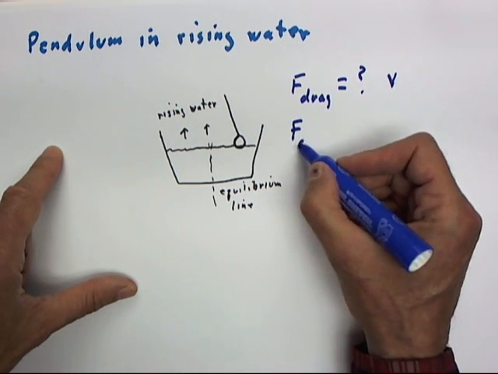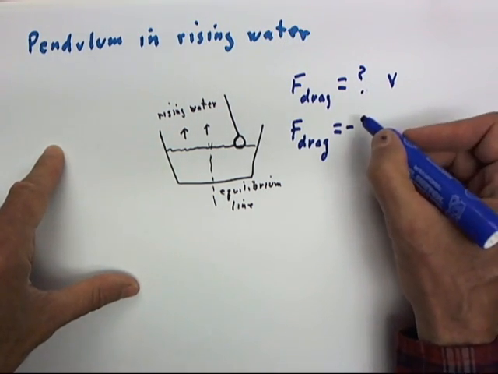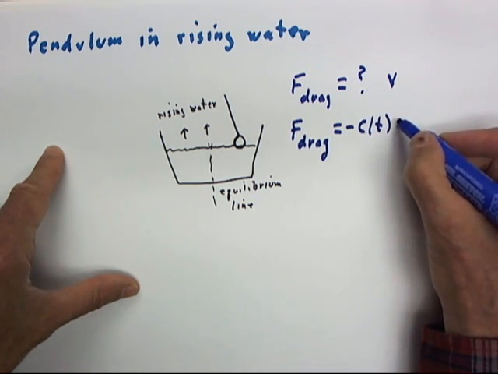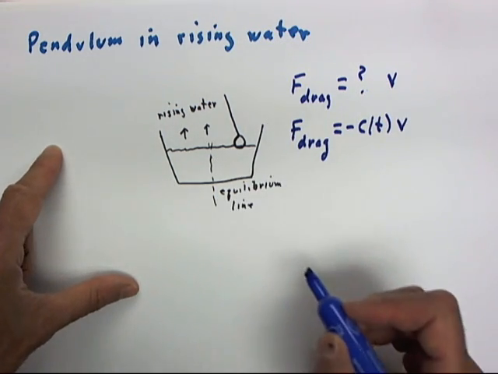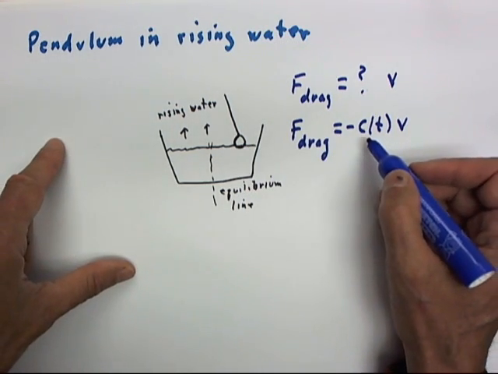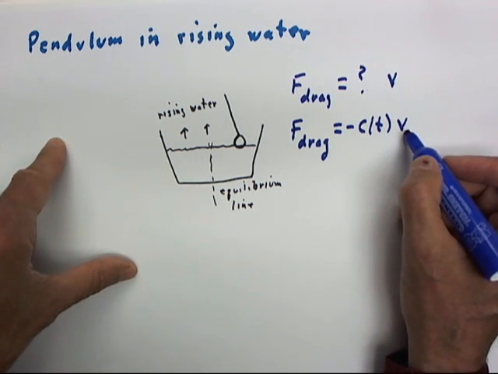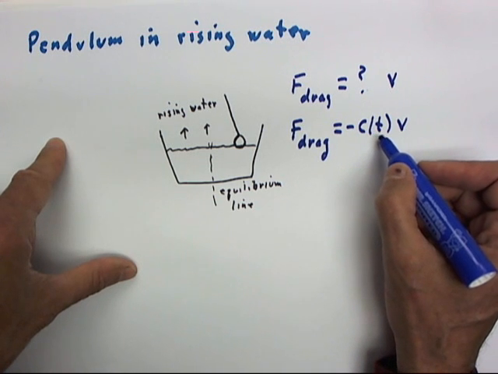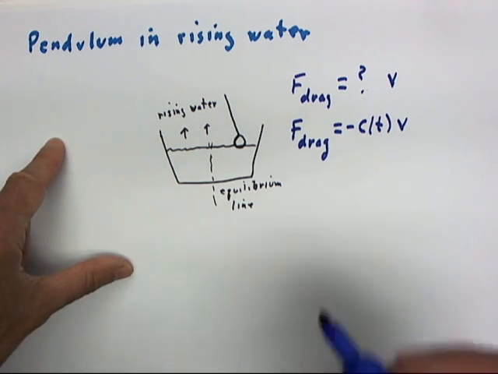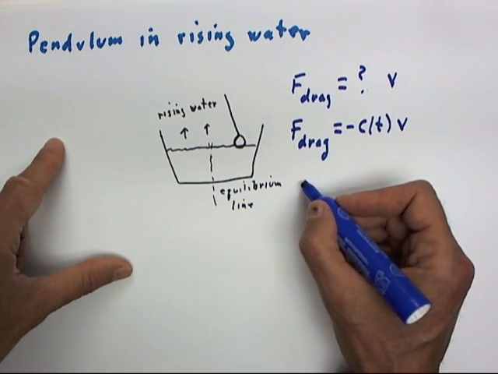Well, we had C here, and of course we had a negative. I'm going to use C again, but this time I'm going to say, well, we don't know exactly how the water's rising. We don't know the exact shape of the pendulum, but if we know the shape of the pendulum and how fast the water's rising, then the number that we're going to multiply by the velocity to get the drag force is going to somehow be a function of time, so that our drag force is of the form C of t times V.